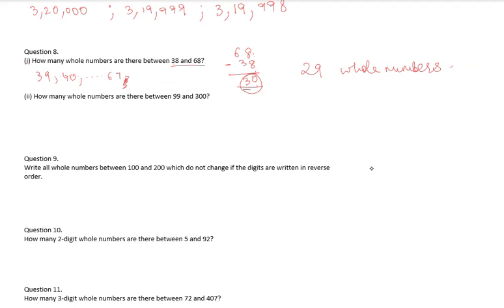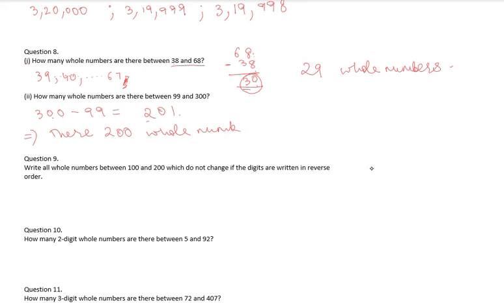Then the next question is how many whole numbers are there between 99 and 300? So 300 minus 99 is 201. There are 200 whole numbers, because when I get 201 by doing subtraction I am including 300 in it. So excluding 300, there would be 200 whole numbers.